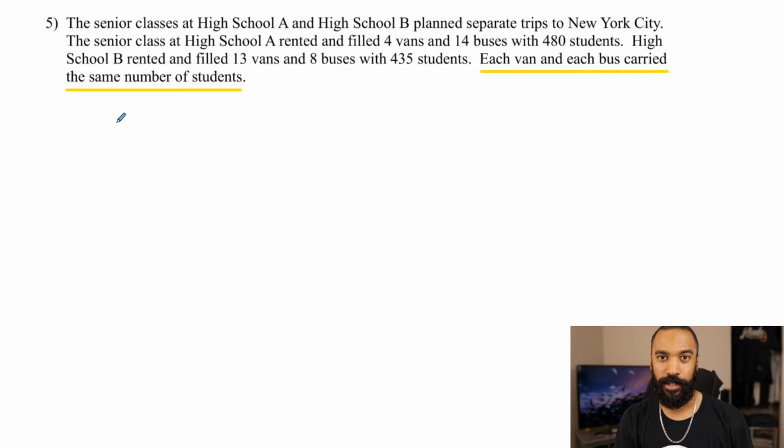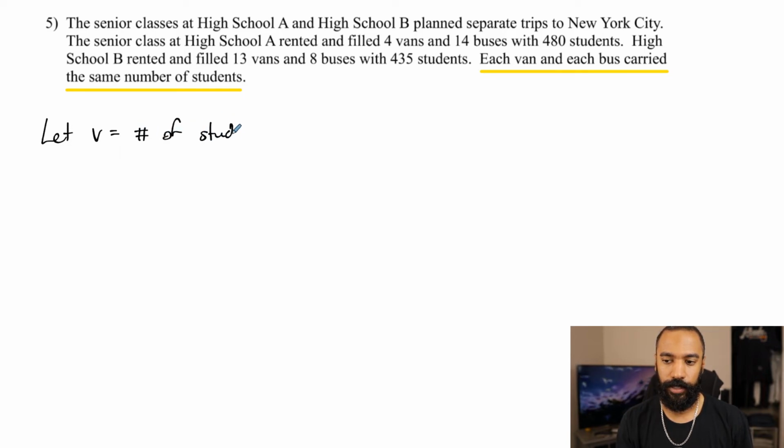Number of students in each van, number of students in each bus. So I'm going to let V equal the number of students in each van. And I'm going to go ahead and let B equal the number of students in each bus. V doesn't equal vans and B equal buses.